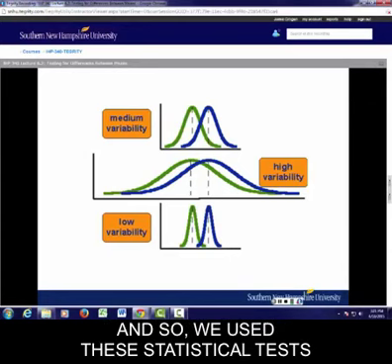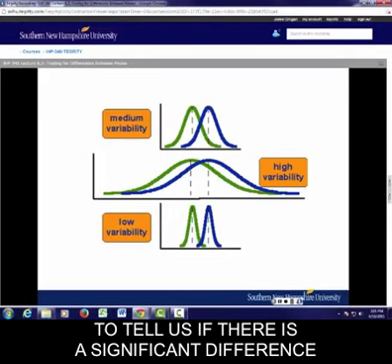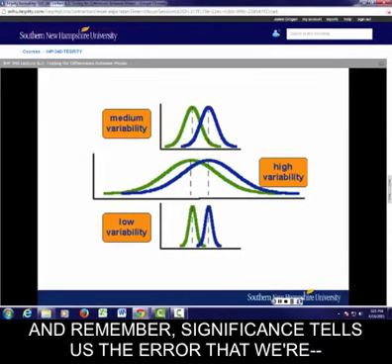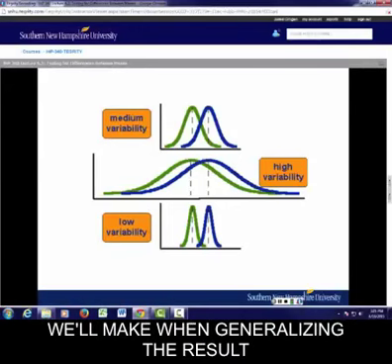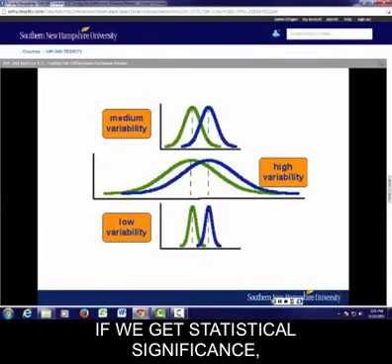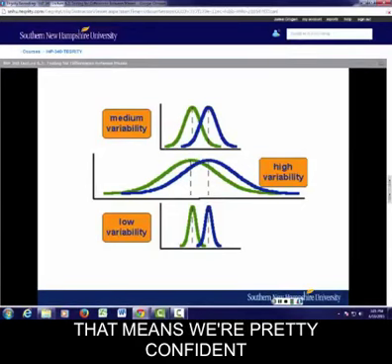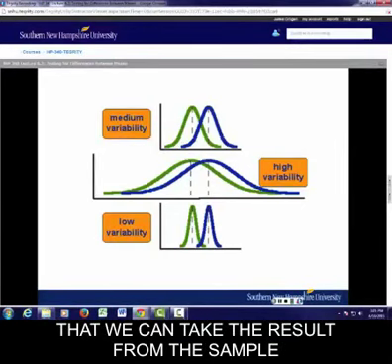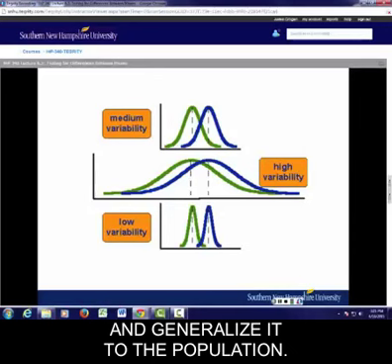And so we use these statistical tests to tell us if there is a significant difference between groups. And remember, significance tells us the error that we will make when generalizing the result from the sample to the population. If we get statistical significance, that means we're pretty confident that we can take the result from the sample and generalize it to the population.